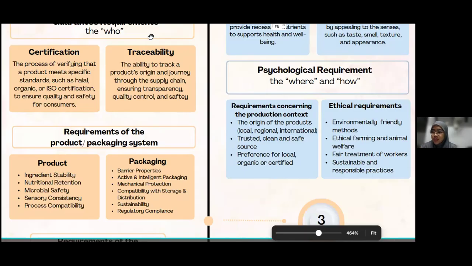Next, for ethical requirements, the consumer is usually concerned with how the food is made. For example, consumers usually question if the product is made in a sustainable way, or the animals are treated humanely, or the workers are treated fairly. The consumer usually also questions if the product is made in an environmentally friendly way, such as low carbon footprint and reduced pollution. That's all.